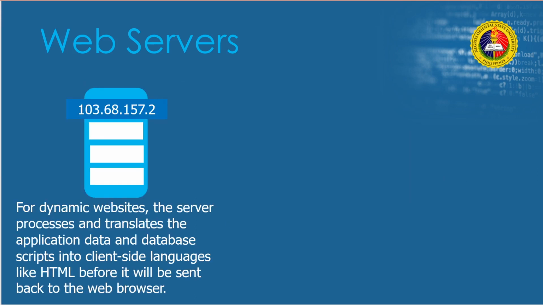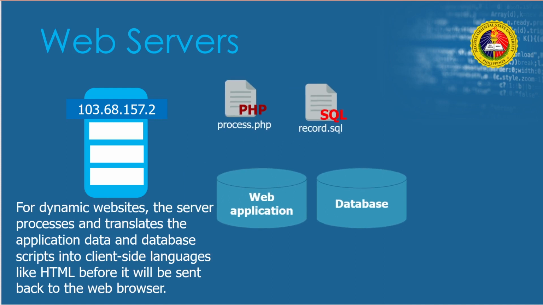Basically, that's it. For dynamic websites, the server processes and translates the application data and database scripts into client-side languages like HTML before it will be sent back to the web browser. So this is how a dynamic website works. Remember, our web browsers can only read or render HTML, CSS, and JavaScript. What will happen if the website we visited uses other languages, for example, PHP and MySQL?